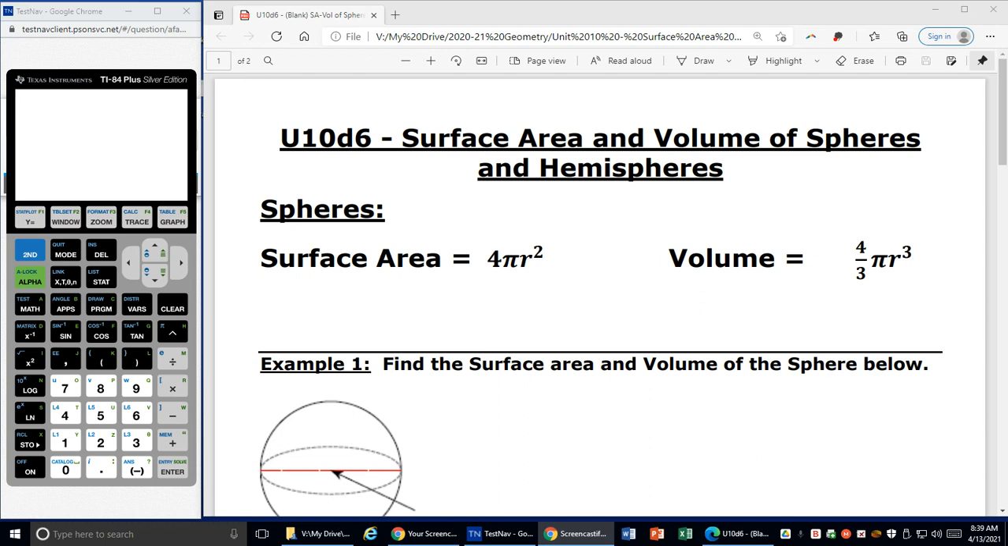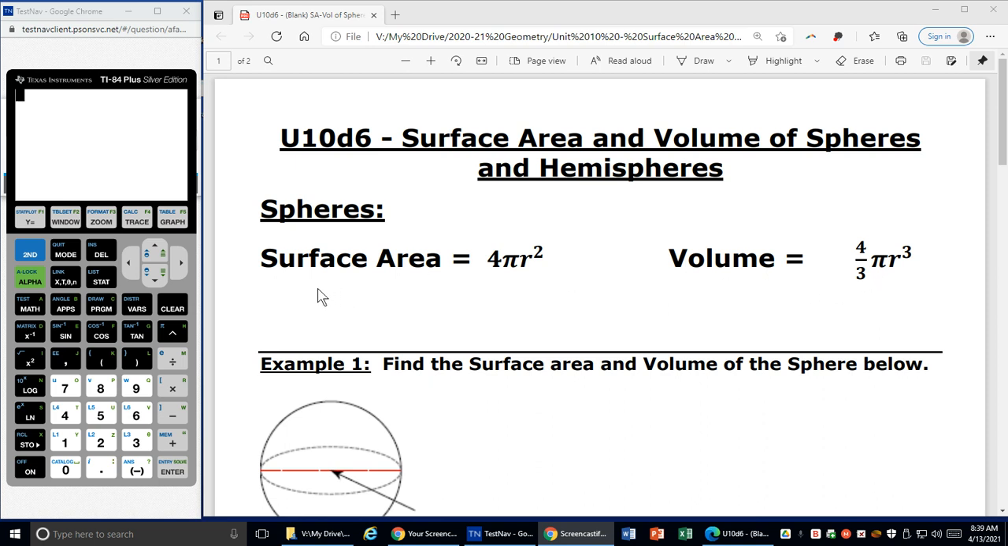We're going to look at the surface area and volume of spheres and hemispheres. My formulas that we're going to use for spheres are, for surface area, 4 pi r squared, and for volume, 4/3 pi r cubed. So the only thing we need to know about our sphere is the radius. That's all we need to know.